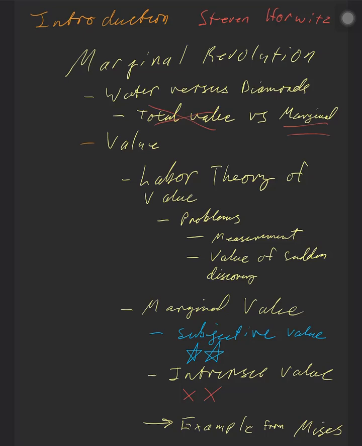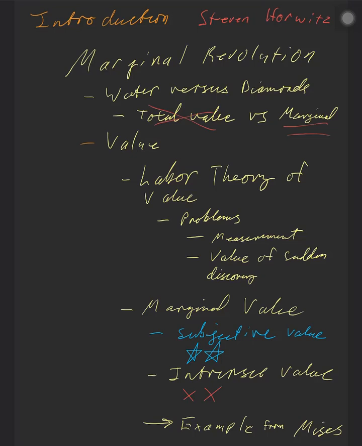And the value of sudden discovery, something that we discover serendipitously, can't be explained by the labor theory of value at all, right? So we discover things that have tremendous value to us accidentally. How can that be explained by labor? But the marginal value of something explains this perfectly.